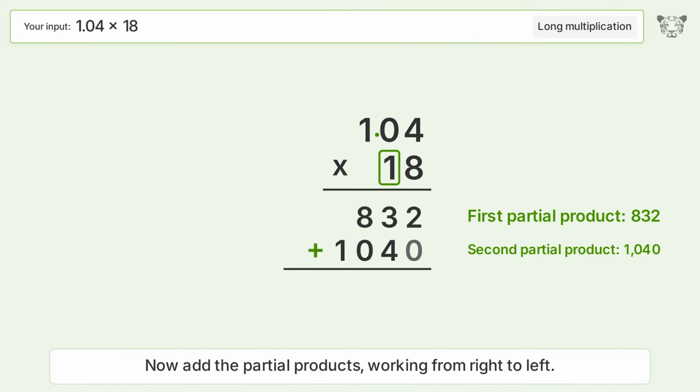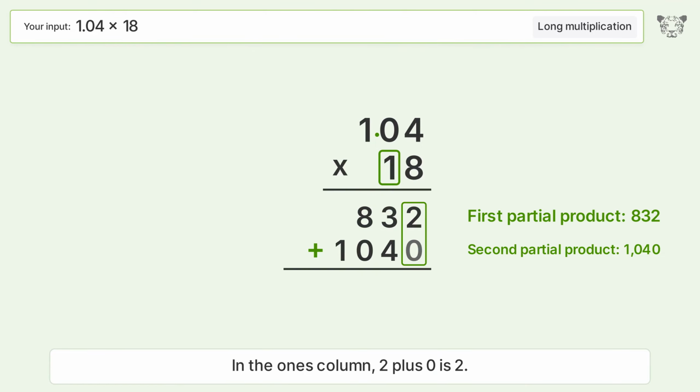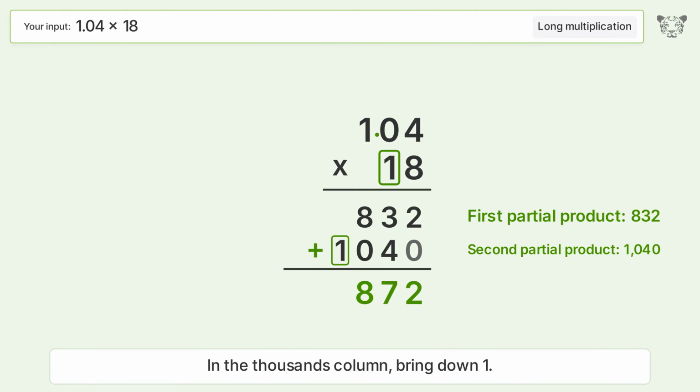Now add the partial products, working from right to left. In the ones column, 2 plus 0 is 2. In the tens column, 3 plus 4 is 7. In the hundreds column, 8 plus 0 is 8. In the thousands column, bring down 1. The product of the whole numbers is 1872.